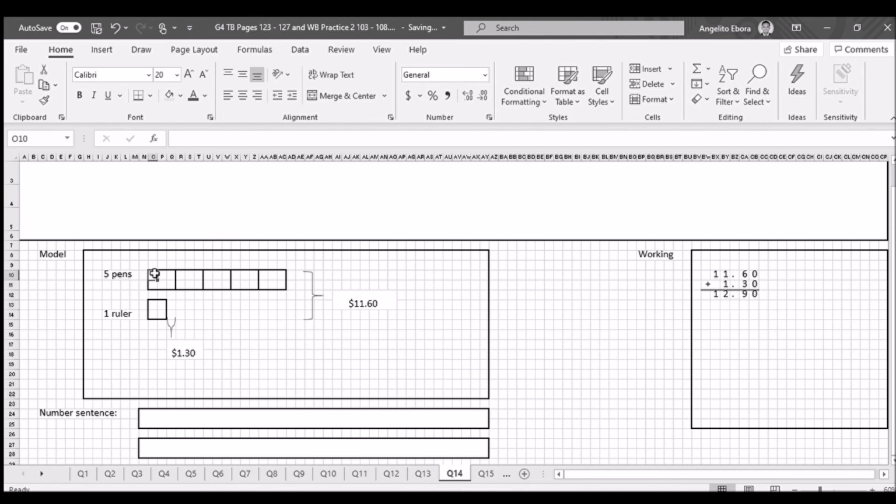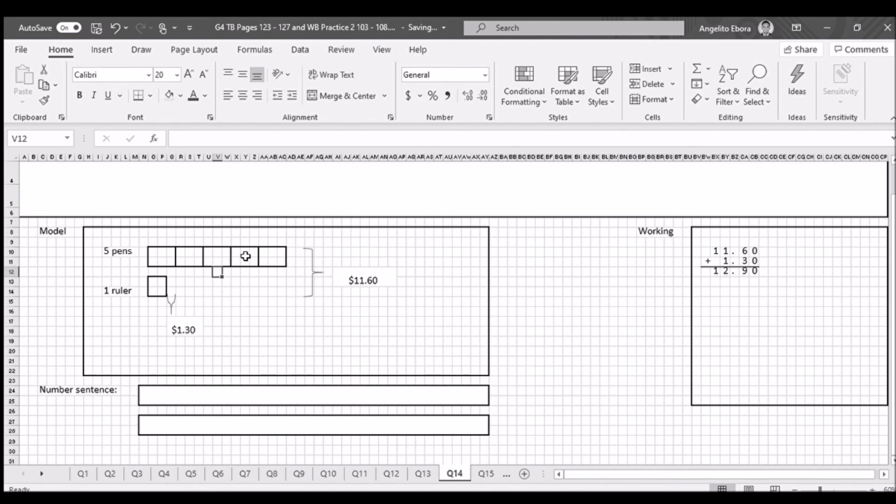So that we can make one pen here. Okay, to make this one pen also. So if you add here, you also add here. Okay, so if you do that, we can now have 1, 2, 3, 4, 5, 6 units.